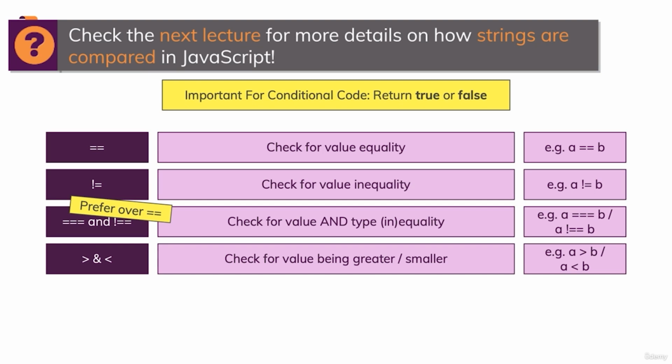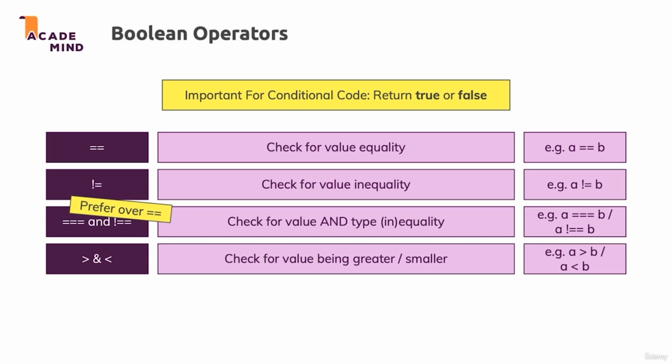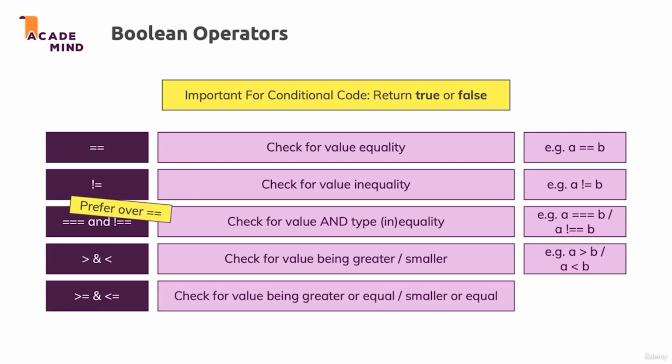Now, besides greater or smaller than, you also have the combined greater than or equal and smaller than or equal operators, which allow you to compare values for being smaller or equal or greater or equal, which of course makes sense because sometimes you want to include the value in the comparison and not just check for whether the other value is greater or smaller. So these are the core Boolean operators you have.